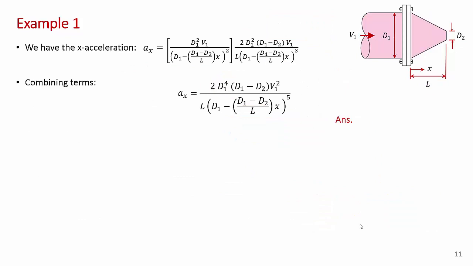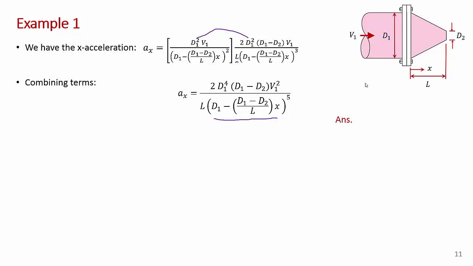So that's just rewriting the expression that we obtained in the previous slide with a little bit of simplification, getting rid of the 2 minus signs to make a plus sign and bringing the L here down on the bottom. Now I can combine terms. We've got the same term here squared and the same term here cubed, so this term becomes to the 5th power. I can combine the d1s, which becomes d1 to the 4th, and the v1 becomes a v1 squared. And so that's our final answer.